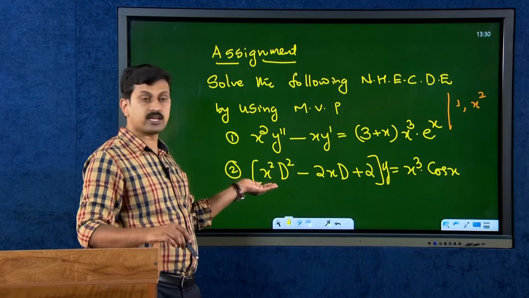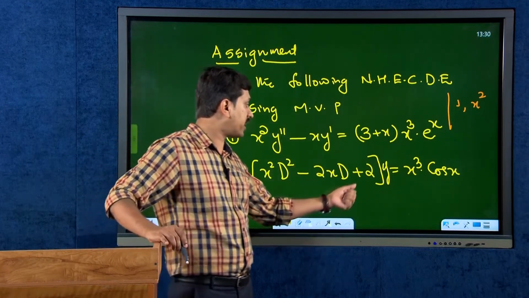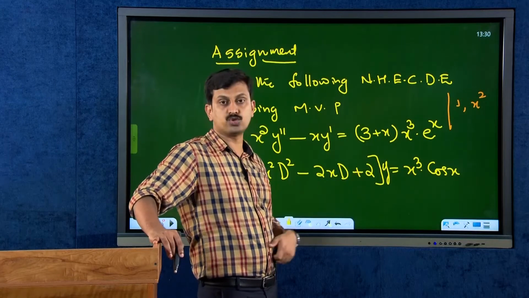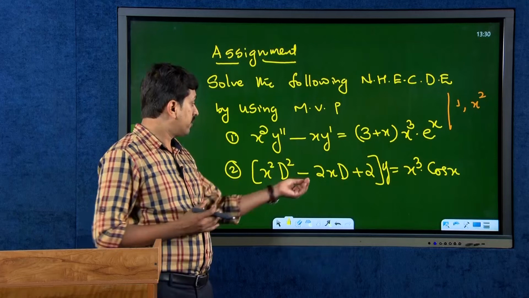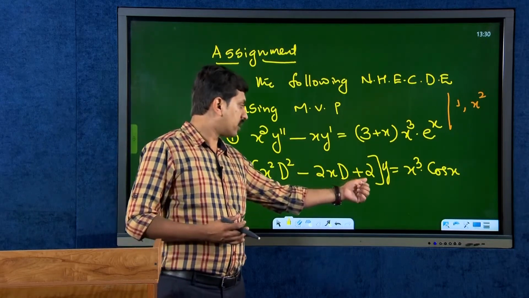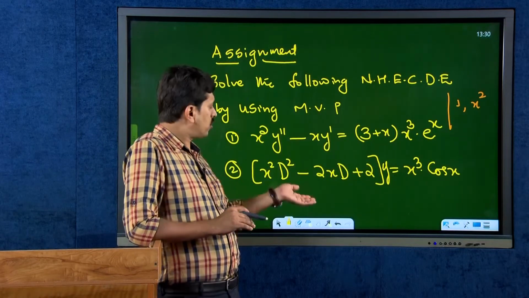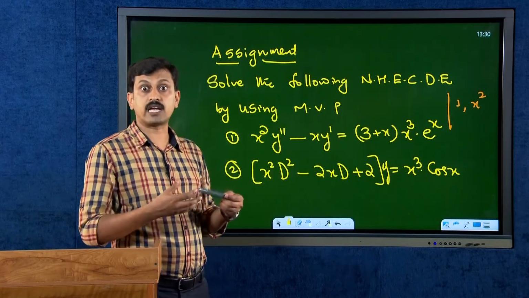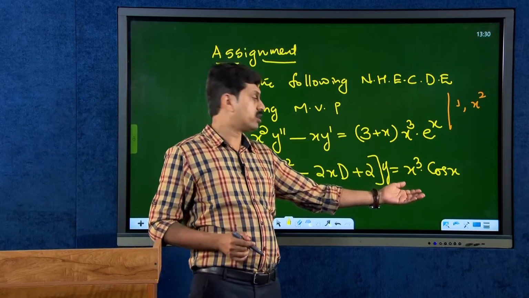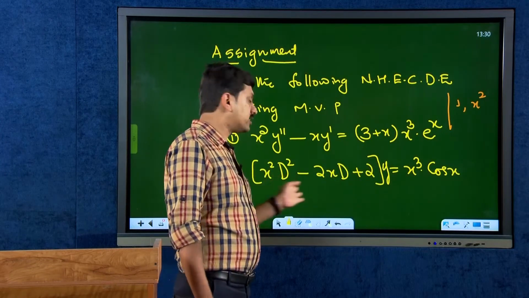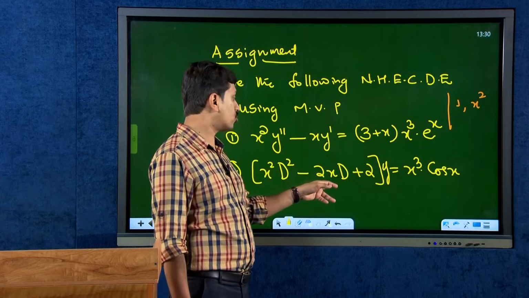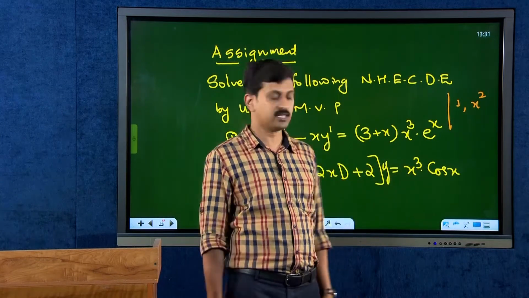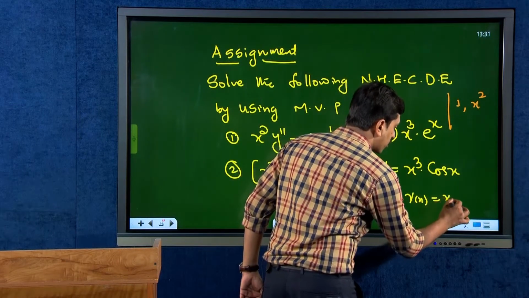See, here we get the homogeneous equation as x square y double dash minus 2x y dash plus 2y is equal to 0. So, the value of a is equal to minus 2 and the value of b is plus 2. Therefore, we will have the auxiliary equation as m square minus 3m plus 2 is equal to 0. So, we are able to find the roots, and finally, to make it standard to apply the MVP, we have to find the new r of x. To find the new r of x, we divide the entire equation by x square. So, we will have d square minus 2 by x d plus 2 by x square into y is equal to x cube by x square, so x cos x is r of x. So, the new r of x is x cos x.